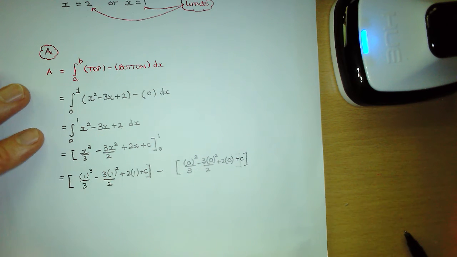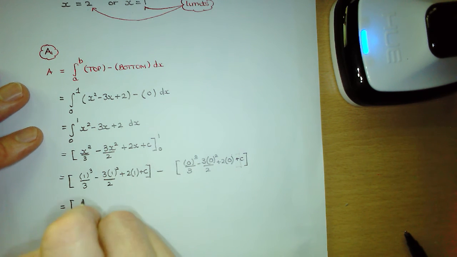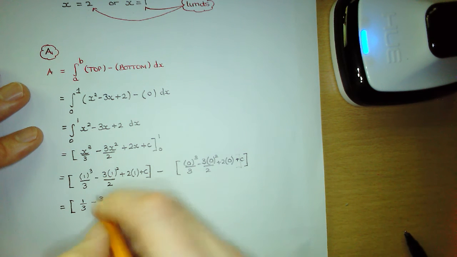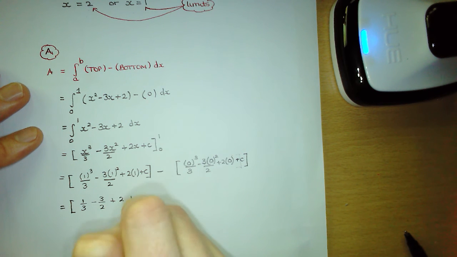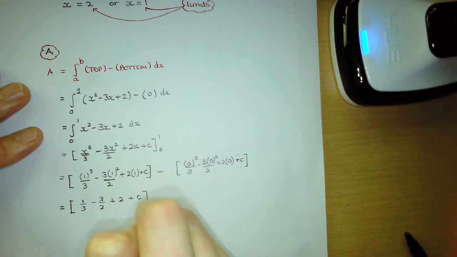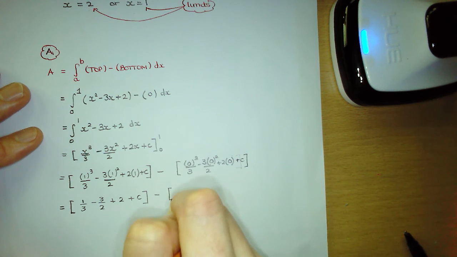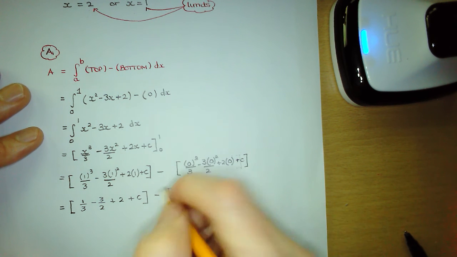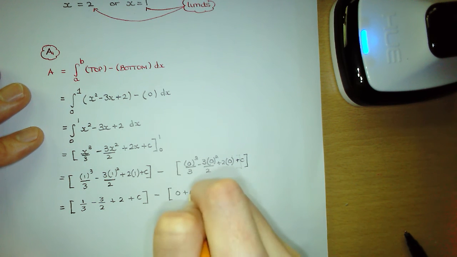Okay, let's tidy up each bracket then. So the first bracket, we're going to be left with 1/3 minus 3 over 2 plus 2 plus c. And then our second bracket, we're just going to be left with nothing minus nothing plus nothing, which is just nothing, plus c.